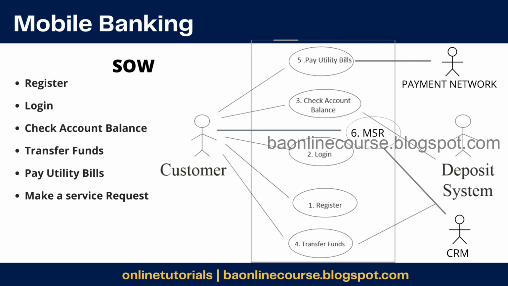So the customer would initiate this. He would say that, I want to check the account balance. He would select the account. So this use case in turn has to reach out to this deposit system with the account number, get the balance and display it. Right? So this particular use case would interact with 2 actors. The customer is asking for the account balance, it is fetching from this system and then displaying it. So that is the reason you are showing 2 relationships.